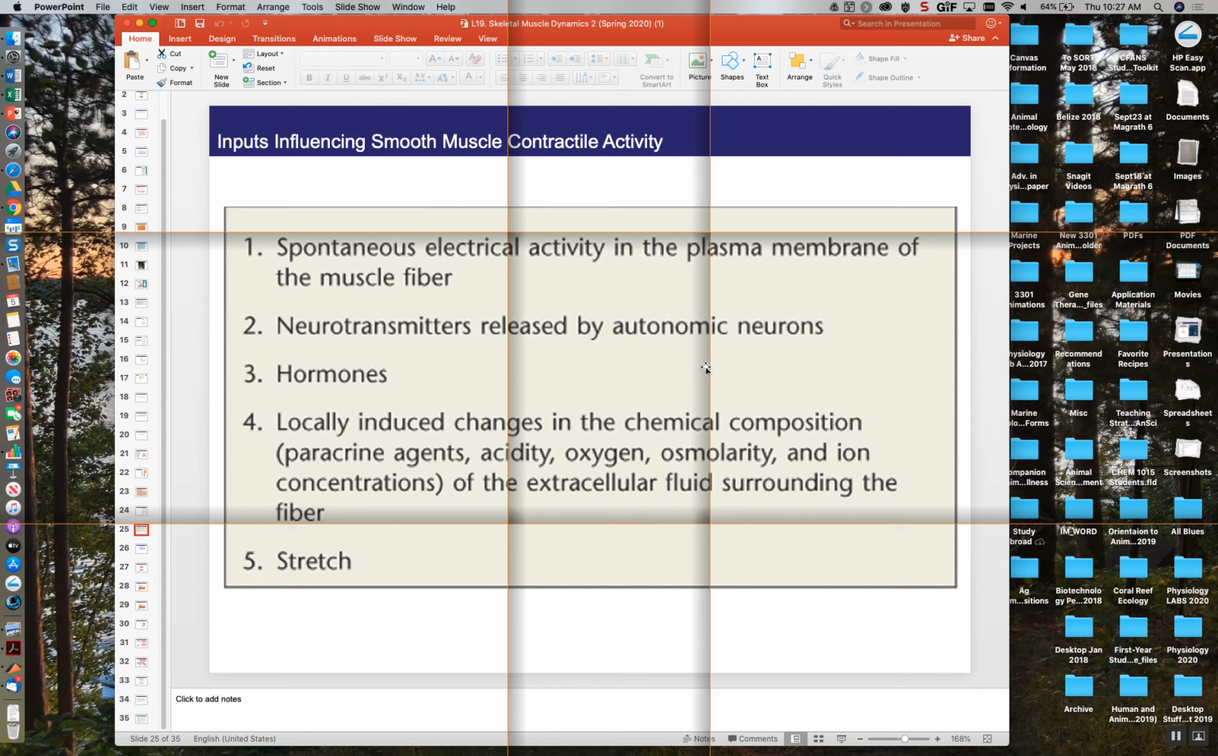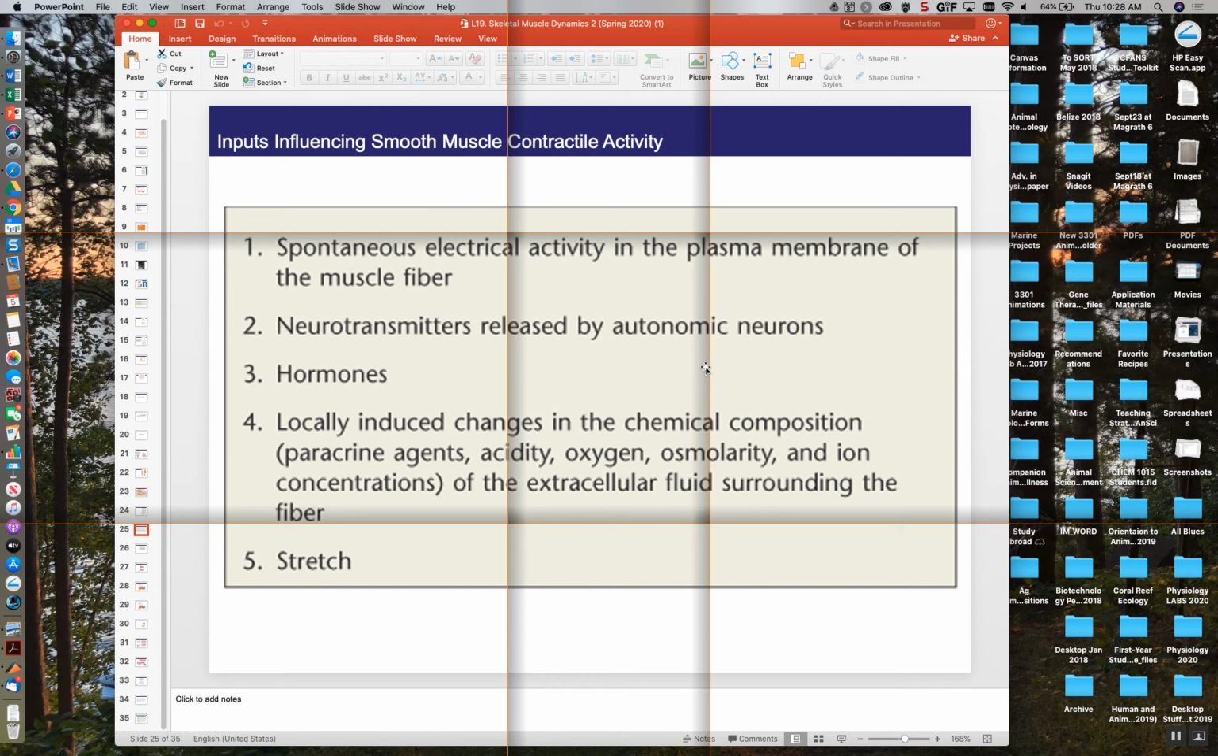So neurotransmitters released by the autonomic nervous system also play a role in smooth muscle contraction. Hormones also. We'll be talking about these hormones when we get to the renal section, but there are hormones like vasopressin. Just like the name suggests, it's smooth muscle cells that press around blood vessels, vasopressin, and angiotensin. Angiotensin is another hormone that causes vasoconstriction. Also, locally induced changes are important. These are more intrinsic mechanisms.